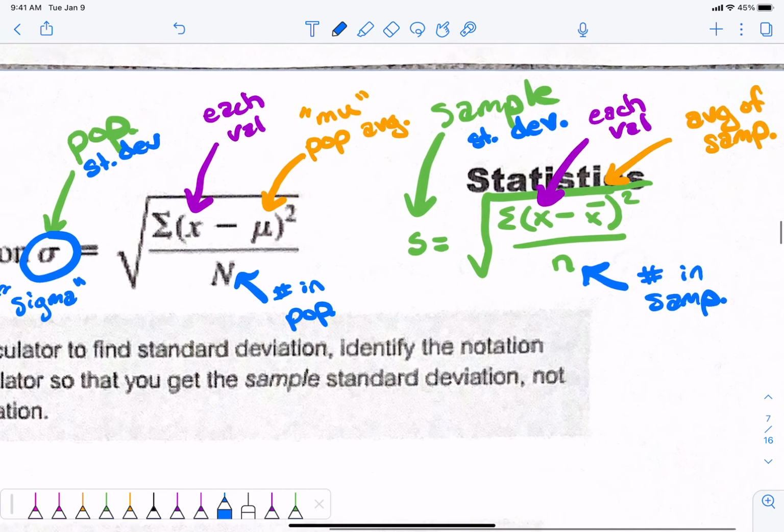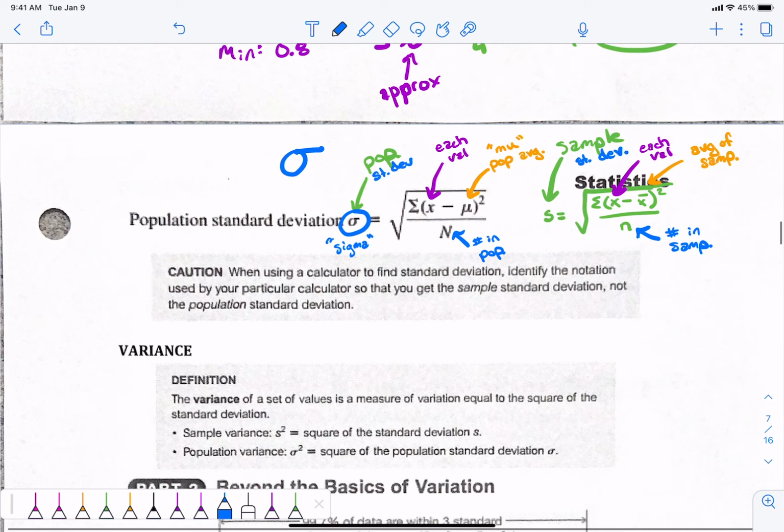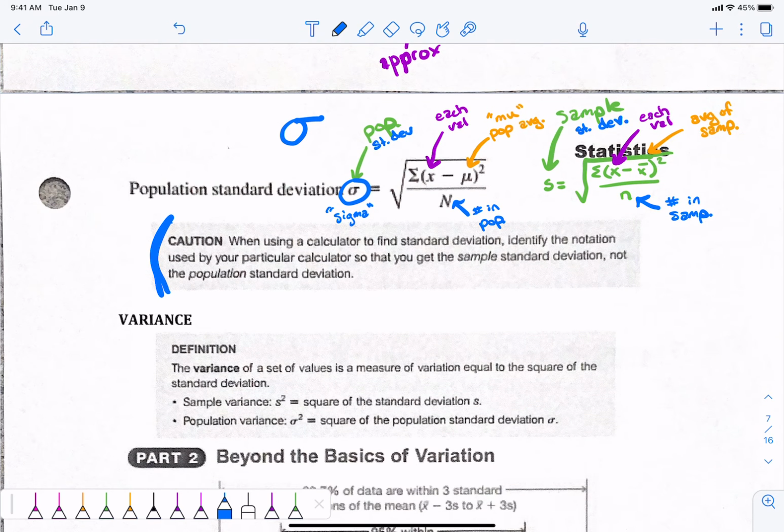Okay, we've written all of these down before, I think. But here it is again, all right? Because I know they ask you on your homework assignment some of the different symbols and what they mean, okay? Because we do use these symbols throughout calculations throughout the rest of the year. So sigma, S, N, X bar, mu, those types of things. We'll see those again. Caution. When using a calculator to find standard deviation, identify the notation used by the particular calculator so you get the sample standard deviation, not the population standard deviation. I'll tell you when we get to that if that's a problem. So don't worry about that caution. I will warn you of that when we get to that.